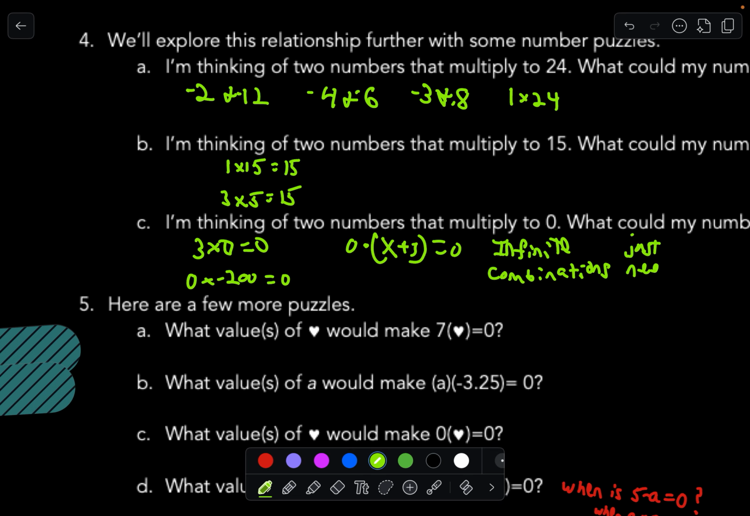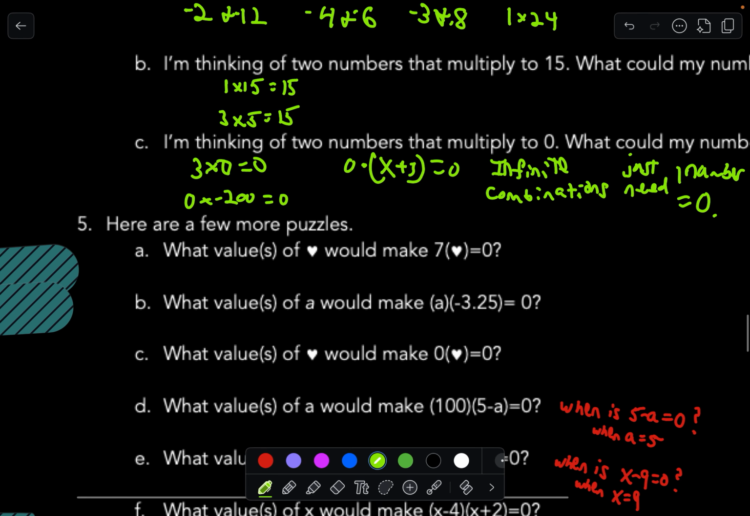Need just one number equal to 0, and that wipes everything out. Here are a few more puzzles. What values of heart would make 7 times heart equal to 0?